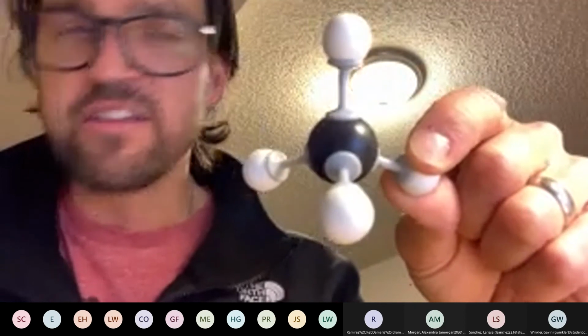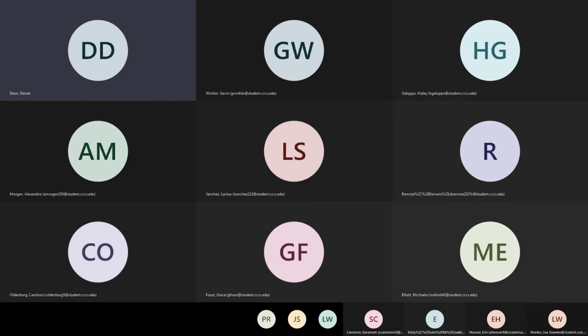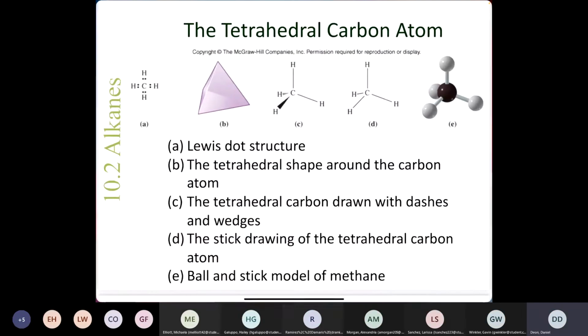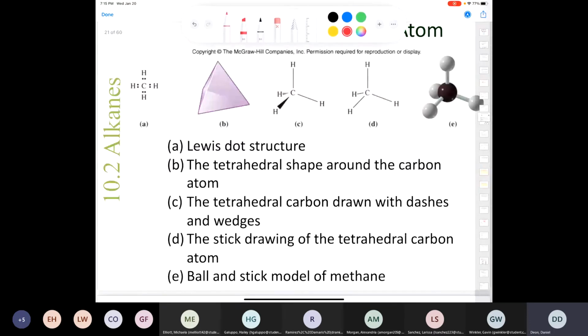Now, if you're wondering how I would represent this tetrahedral geometry on paper, that's what we're looking at on that slide, the picture of the tetrahedron. Here we have the Lewis dot structure of methane on the far left. I don't like the way they've written it. It's kind of ugly. I would prefer to have it written like this, showing actual single bonds.